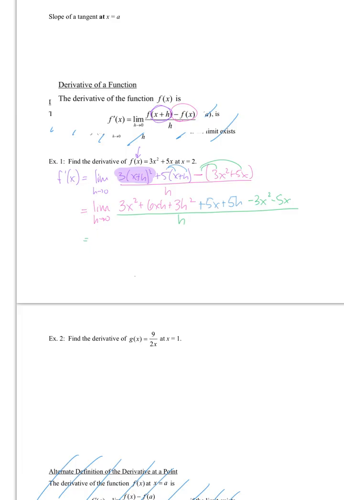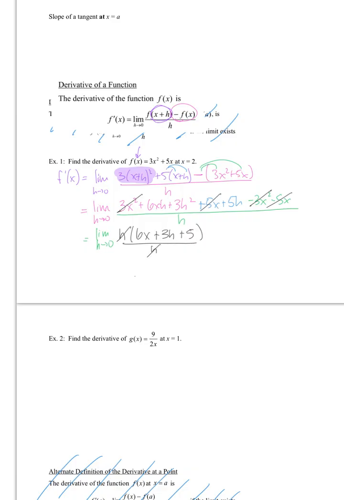Okay. And again, the limit notation has to come down because I haven't been able to take the limit yet, right? I haven't been able to plug in 0 for h yet. Okay, but now some stuff is going to cancel out. That cancels with this. That cancels with that. And based on what's left, I can factor out an h. And I'm left with 6x plus 3h plus 5 all over h.